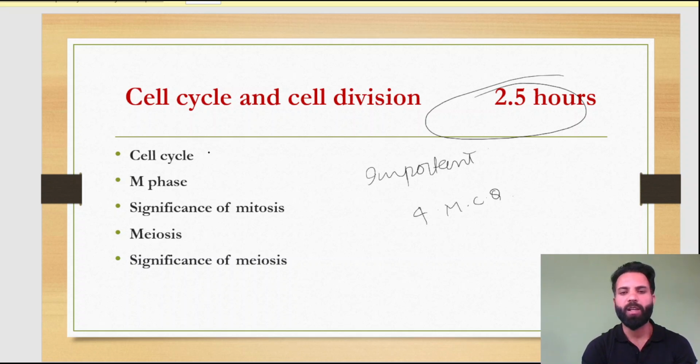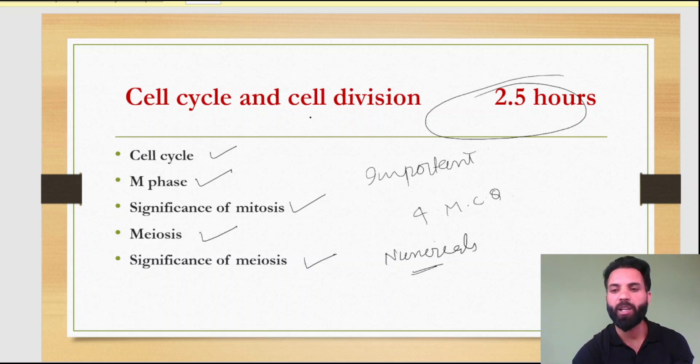In this unit, we have to study what is cell cycle. We have to study about M phase, the significance of mitosis, then there is meiosis, and the significance of meiosis. Okay, so this is very important. You will get numericals from the cell cycle. Numerical based questions you will get from the cell cycle, and it's very interesting as well as important.